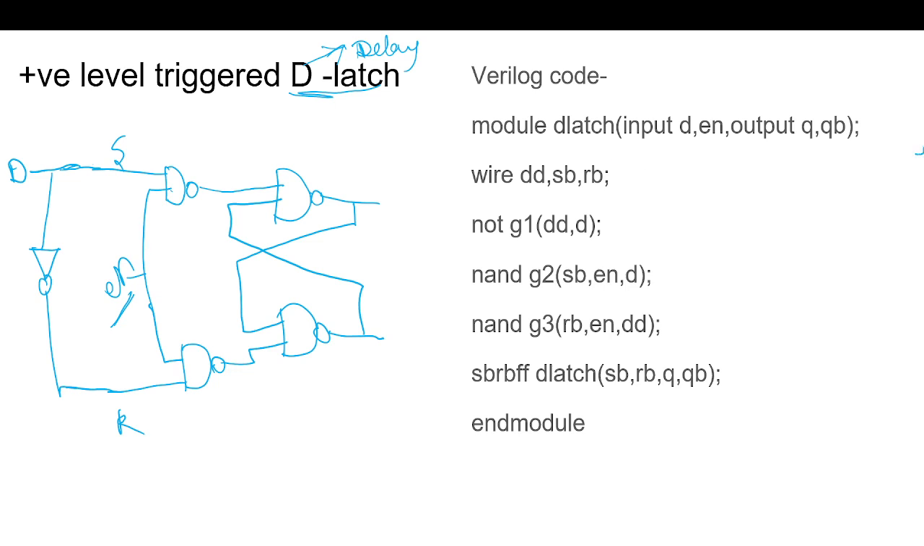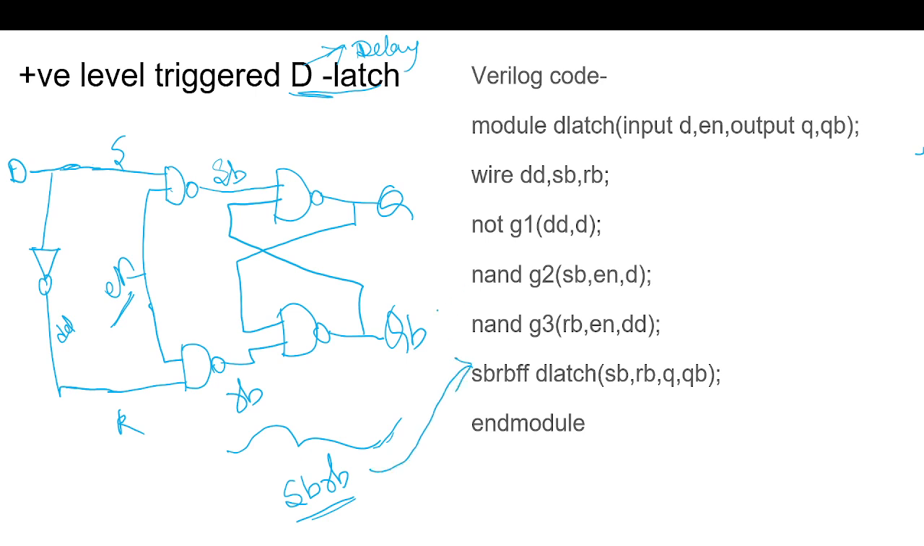And now I need one NOT gate. So I will have this as D bar. And then these two are enable signals. I will get SB here, RB here. In this portion, I can directly instantiate my SB, RB latch. Any doubts in this? This I have instantiated here, and this to obtain SB and RB.